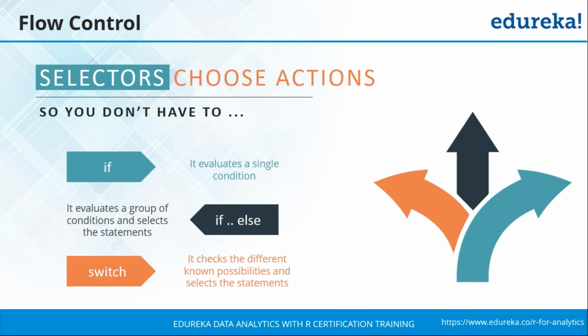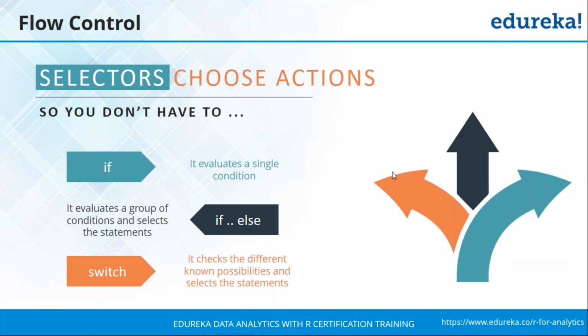Okay, if actually evaluates just a single condition and decides what has to be done in case the condition is true. If it's false, it just ignores it. Now, if else is a group of statements that can help you check multiple conditions. It's similar to the if, but it helps you achieve a bigger branch. Switch basically helps you check the different possibilities which are already known to you. That is, if a certain variable can take a specific value, then you can go with switch.